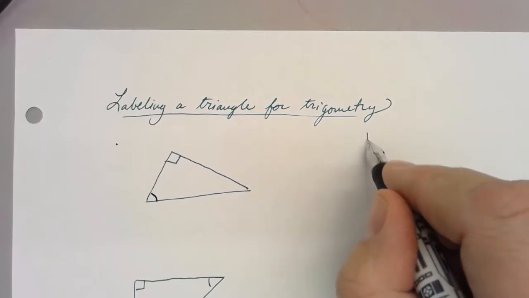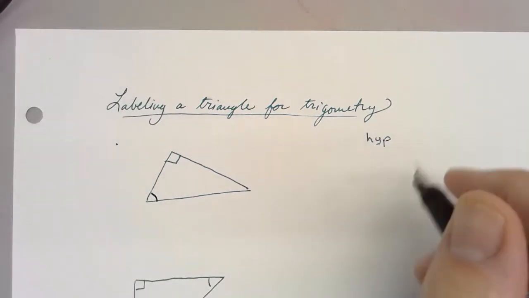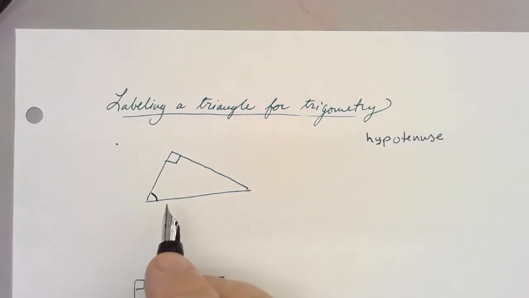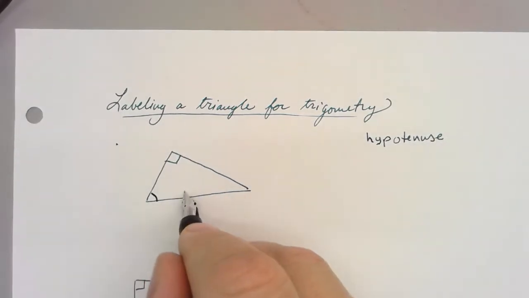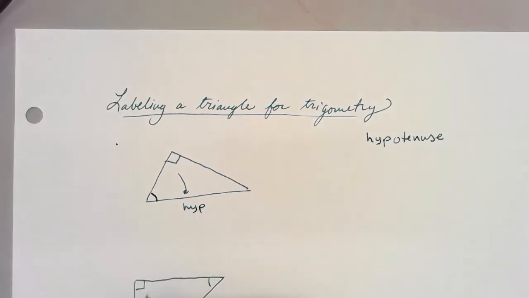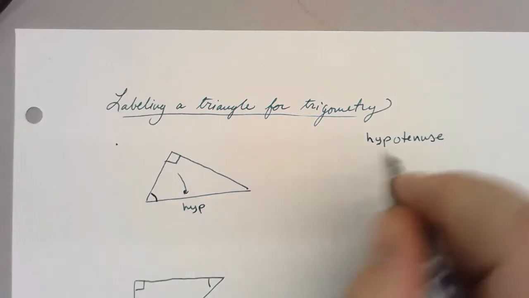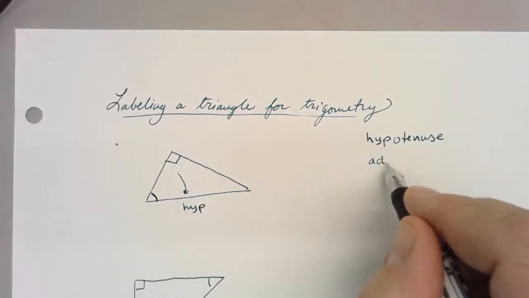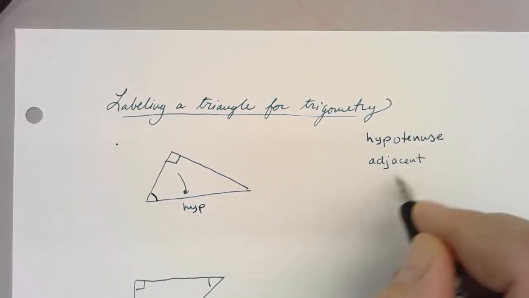So the way we label a triangle for trigonometry is first, since this is a right triangle, we always label the hypotenuse. That's always across from the right angle, as you probably remember. So this is going to be the hypotenuse down here in this triangle. And we label it HYP for hypotenuse. I'm always going to use 3 letters. Next, the other two sides are labeled in their relationship to this selected angle. We're going to have the adjacent side, and then we're going to have the opposite side.